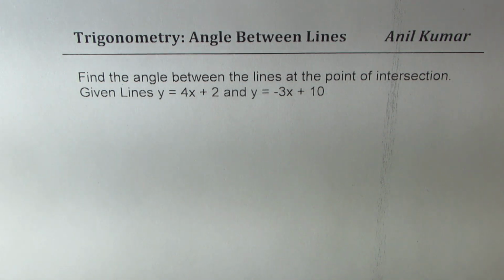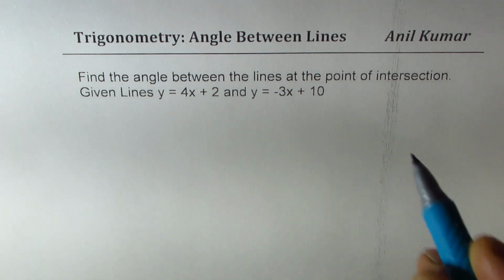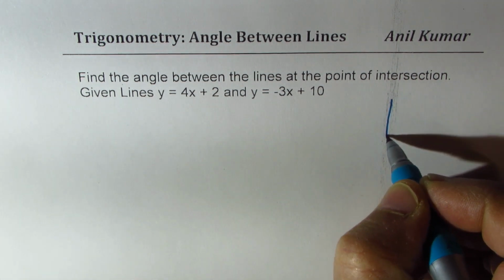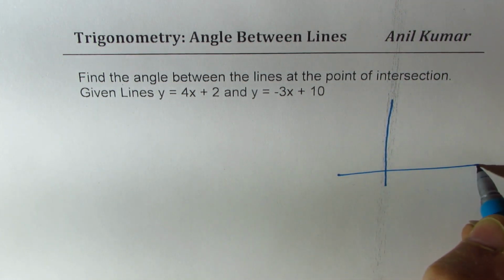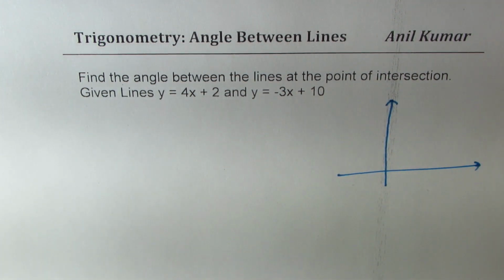The question before us is: find the angle between the lines at the point of intersection, given lines y equals 4x plus 2 and y equals minus 3x plus 10. Now let me first discuss with you the basic concept and then I'll provide you with the solution. So let us sketch these lines approximately to understand the concept.